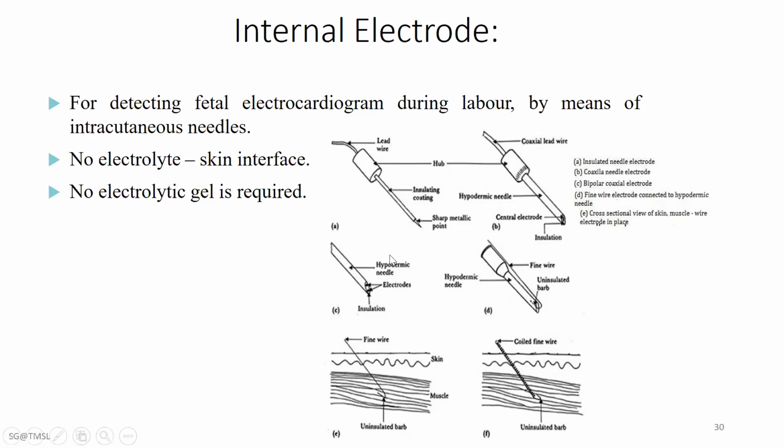Here a cross sectional view is there, the view of this electrode and the skin interface. So muscle with the coil fine wire electrode in, it is placed on the skin. The needle is usually made of stainless steel and is insulated with insulating varnish. Only the tip is left exposed, and these are basically used in electromyography.